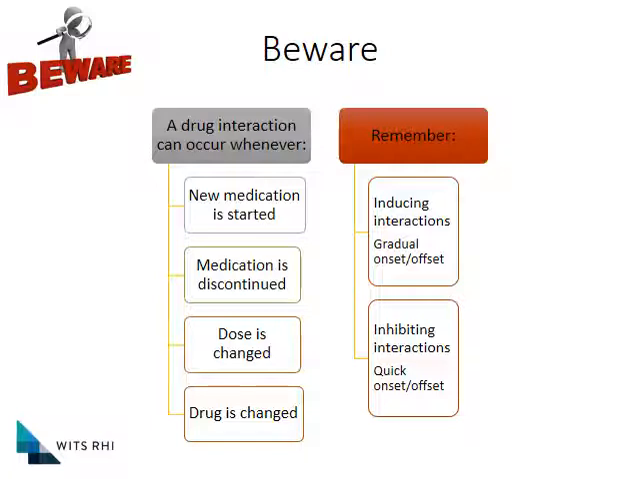Something that's quite interesting is that inducing interactions tends to have a gradual onset or offset. So these are interactions that are going to be causing downers. It's going to be causing some of our drug levels to drop. So for example, it might lead to failure of your medication, but that might take a little while to develop. But interestingly enough, inhibiting interactions, so these are your boosters, that can happen quite quickly, which means you can develop toxicity quite quickly due to a drug interaction and need to watch out for that.